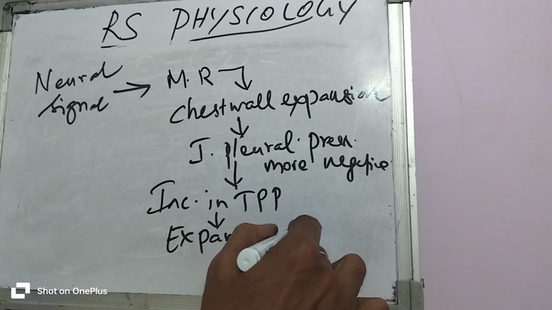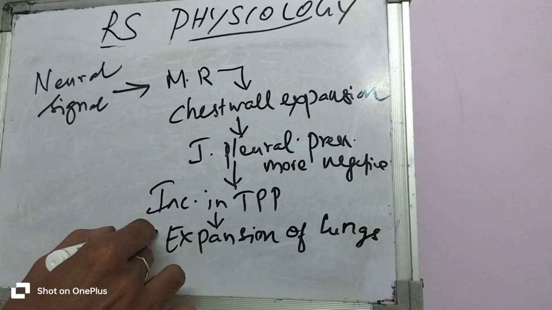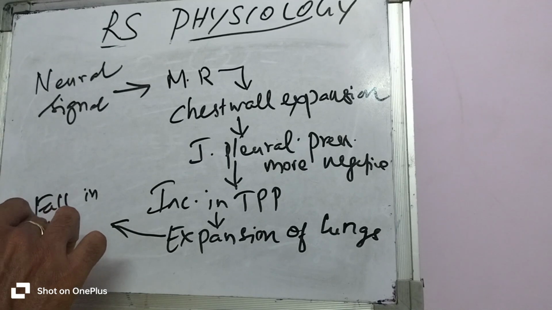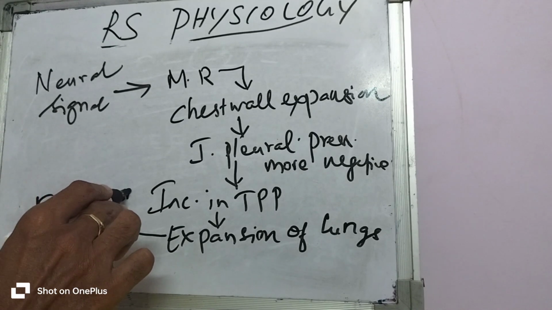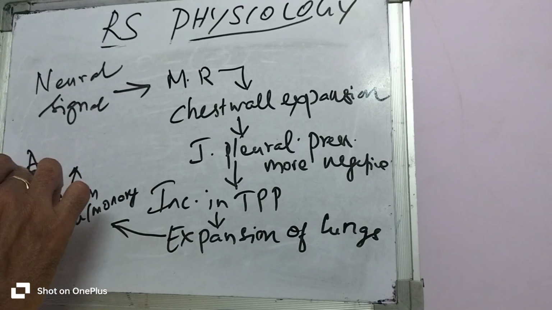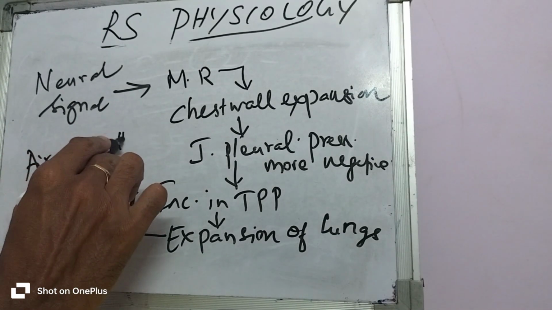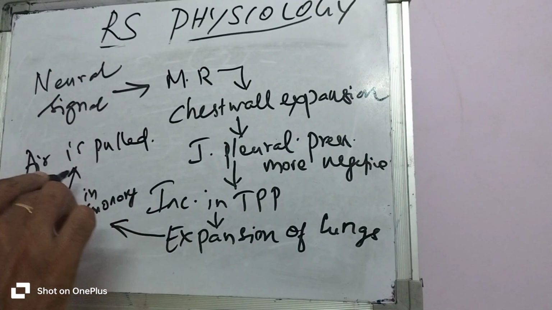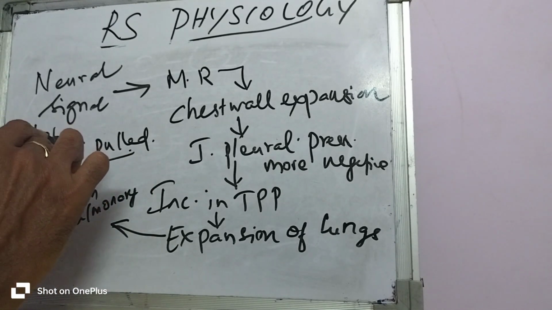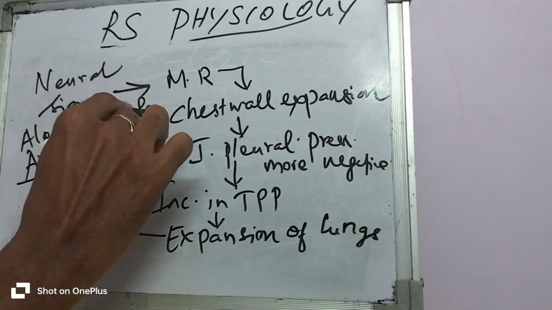So expansion of the lungs takes place, and this expansion causes fall in the intrapulmonary pressure. So now the intrapulmonary pressure is falling, and this causes a negative pressure inside the lung, and the air is pulled into the lung. Once the air is pulled into the lung, this causes the alveoli to inflate. So what is the ultimate target? The alveoli is inflated. Alveoli inflation.